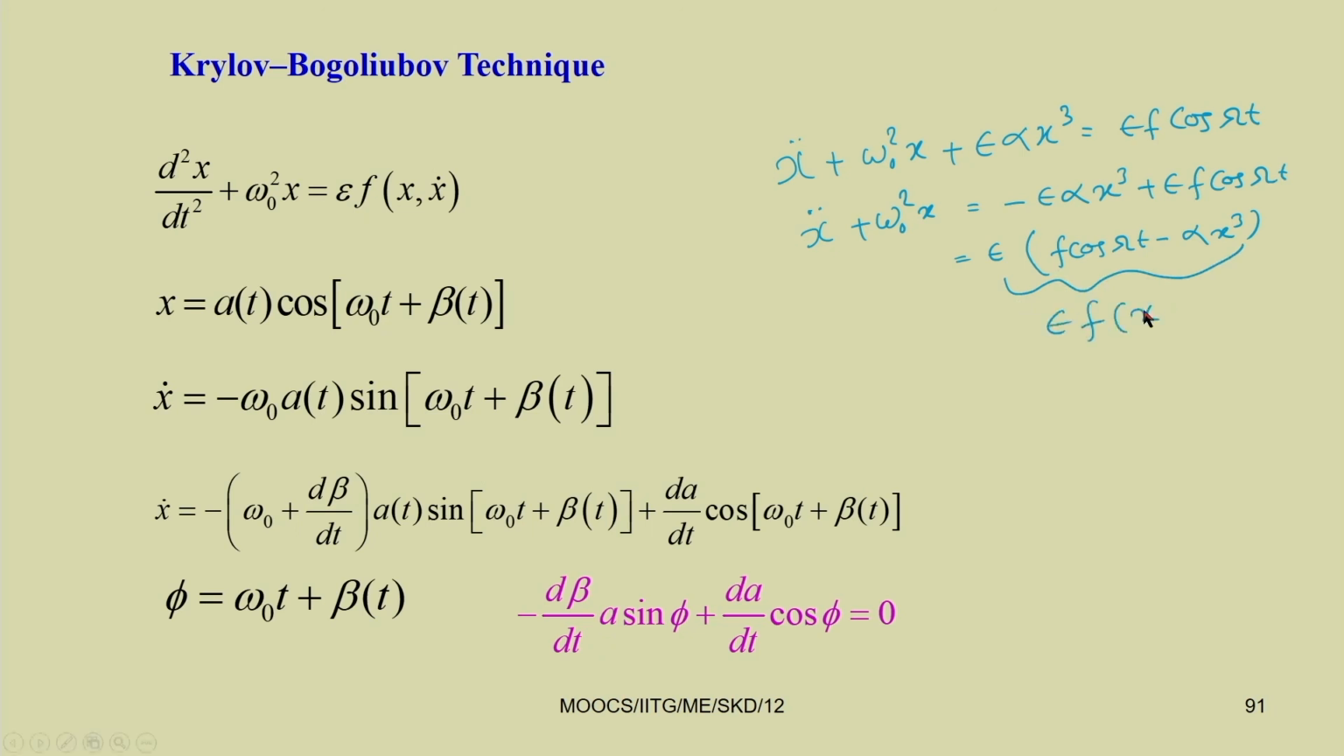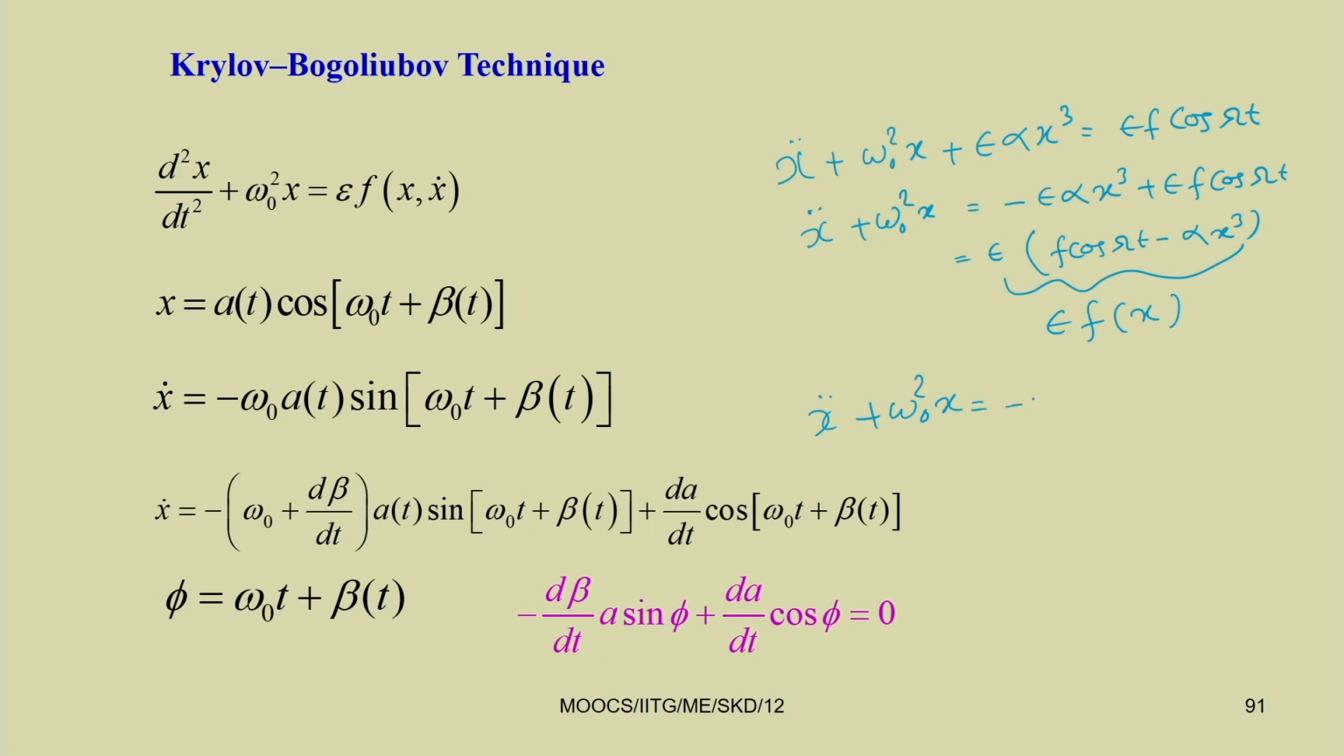So, if there is some damping also, this is a function of x. If there is some damping, then this equation can be written. For example, let us add damping to this equation. The equation can be written x double dot plus omega 0 square x. I will take the damping term to the right hand side.